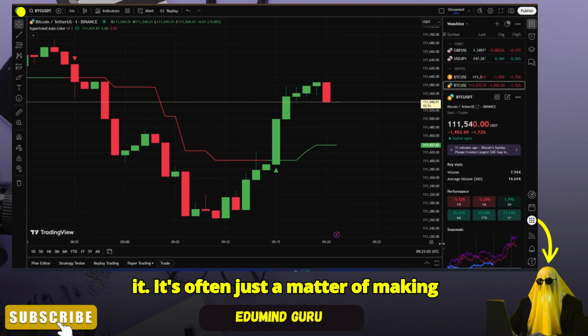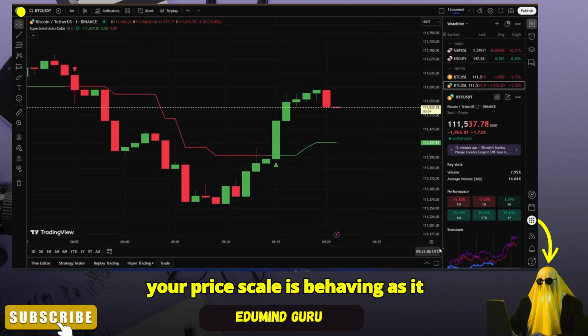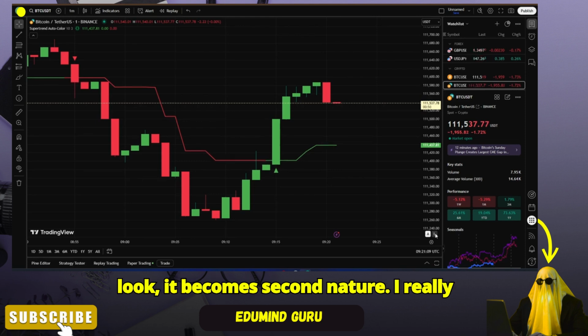And that's basically it. It's often just a matter of making sure your interval is set right and that your price scale is behaving as it should. Don't worry if it takes a few tries to figure out what's causing your chart to stick. Once you know where to look, it becomes second nature.